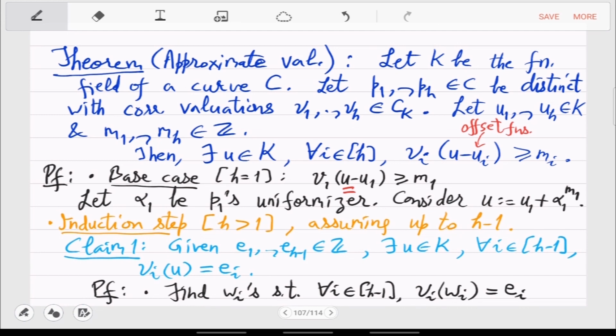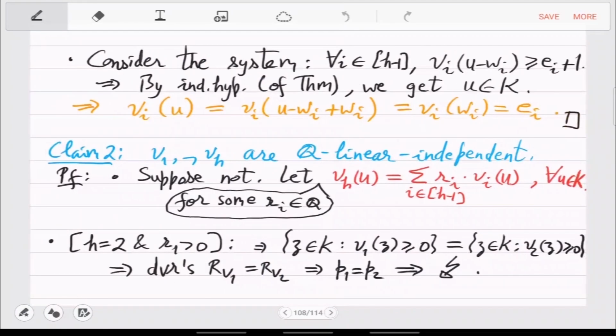The proof of this is very simple. You first find Wi such that Vi(Wi) is equal to Ei. Okay, so this is not a common thing. You do it for every Ei, and then you apply the theorem. So now you use Wi as the offset and find a U such that Vi(U minus Wi) is at least Ei plus 1. So by the theorem statement for H minus 1, you will get that the valuation of U is exactly Ei. Is that clear?